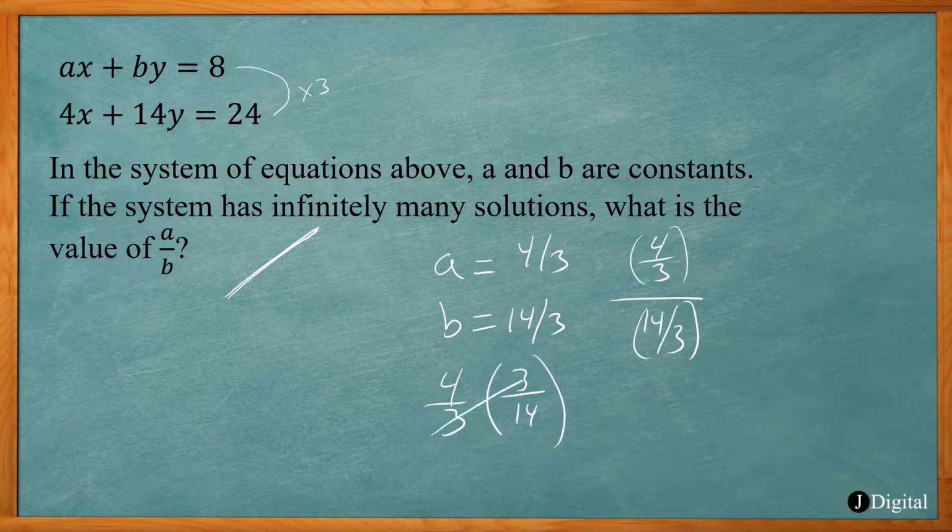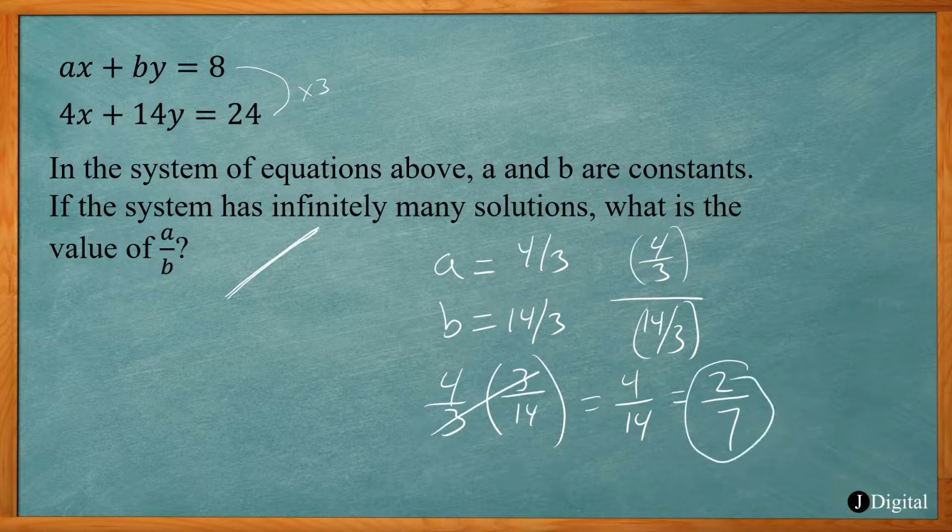These 3's can cancel out. You're left with 4 over 14. So typically we want to have our answers in lowest terms. 4 and 14, I can divide both of those by 2. 4 divided by 2 is 2. 14 divided by 2 is 7. So our answer here is 2/7. So remember, infinite number of solutions, both have the same line.